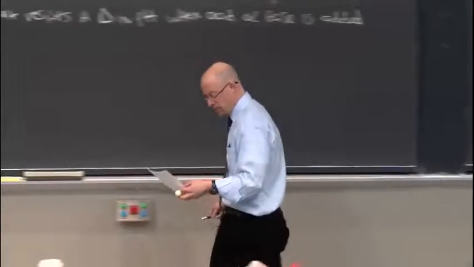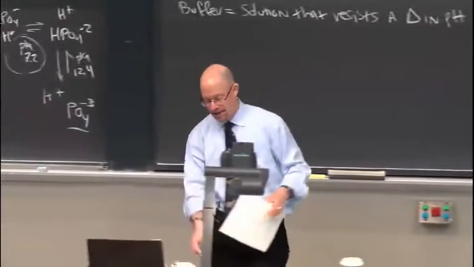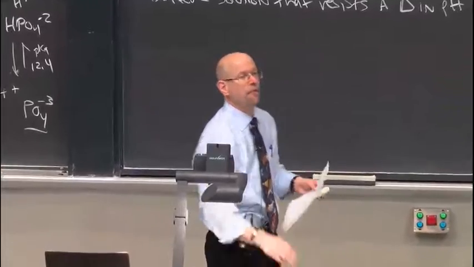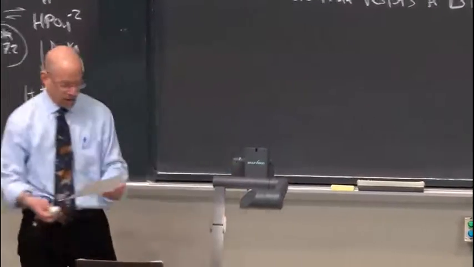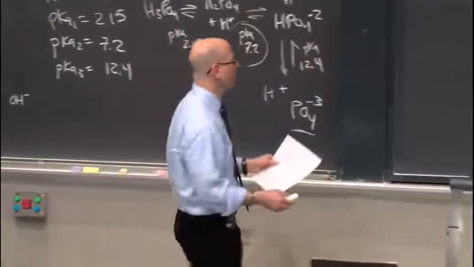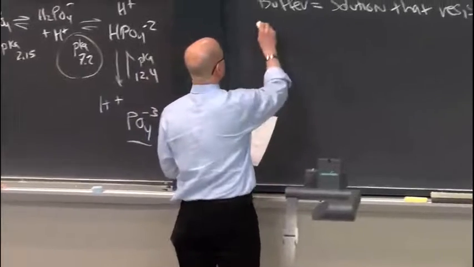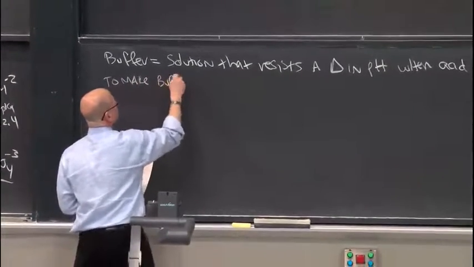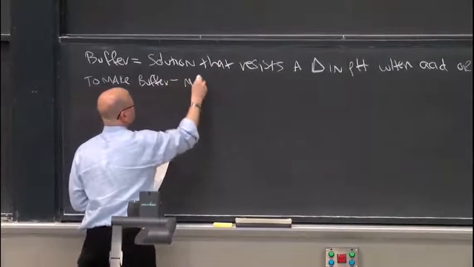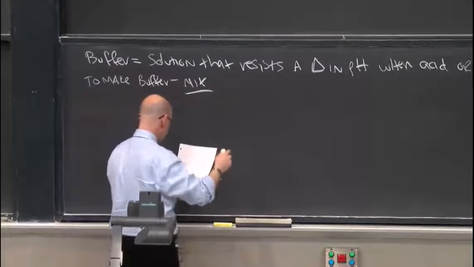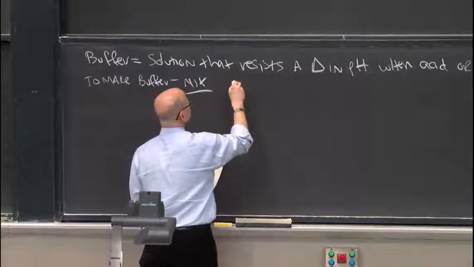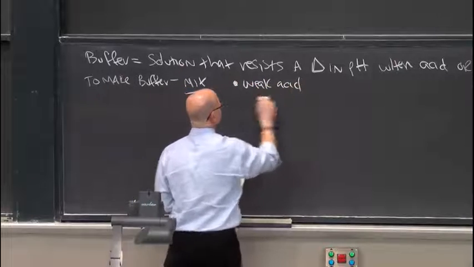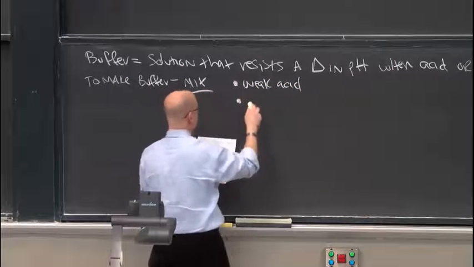And so the principle behind a buffer is to make something that's going to work close to the pKa of the molecule that you're using as the buffer. So how do we do it? Let's make a buffer. Okay? So to make a buffer, we're going to add two things together. We mix together a weak acid and the salt of a weak acid.